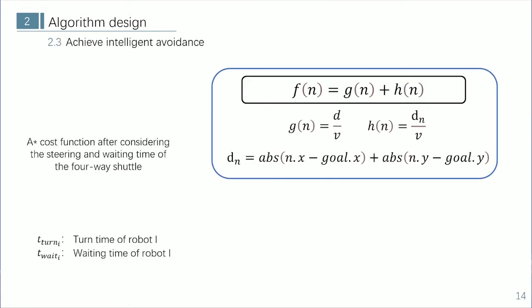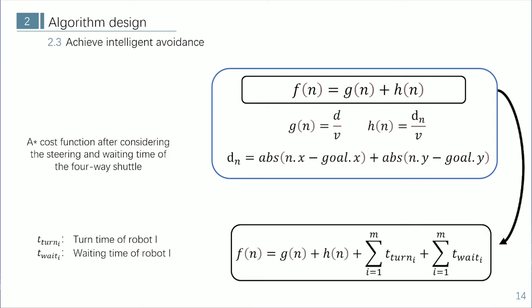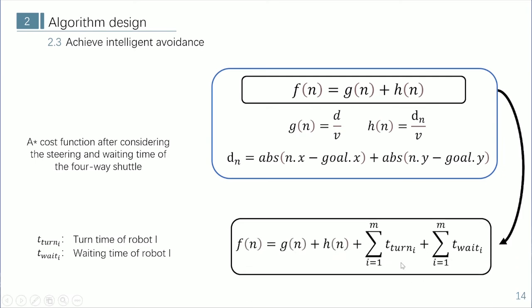However, in the actual operation process, robots, especially the four-way shuttle robots commonly used in logistics warehouses, need a certain amount of time to complete the reversing action in the turning process. In addition, when the robot encounters path conflict, if its weight is small, it needs to pass and wait for other robots to pass before continuing to move. The waiting time should also be taken into account. Therefore, this paper improves the A-star algorithm and applies the cost formula as follows.